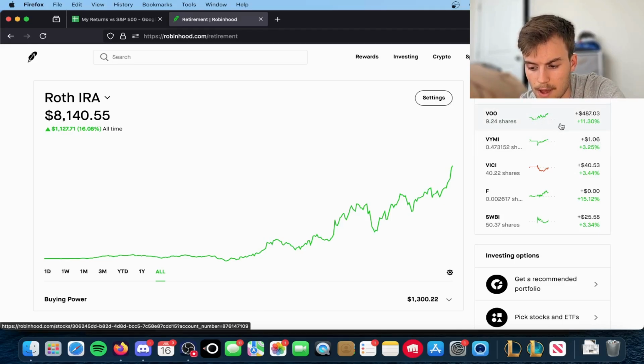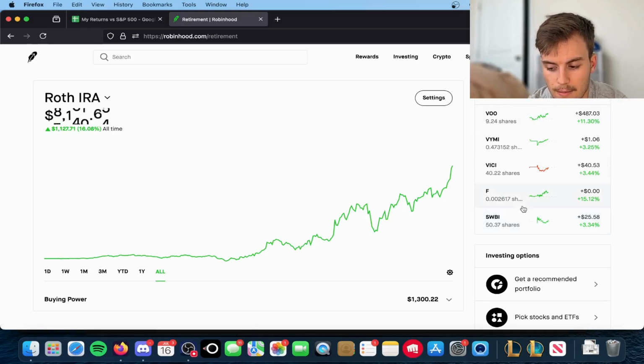So I'm up $500 in VOO here. I started doing VYMI in this portfolio as well, just like I have it in the M1 portfolio, and I'm up $1 in VYMI. I'm up $40 in Vici. I have pennies in Ford, and then I have 50 shares of Smith & Wesson, up 3%, $25.